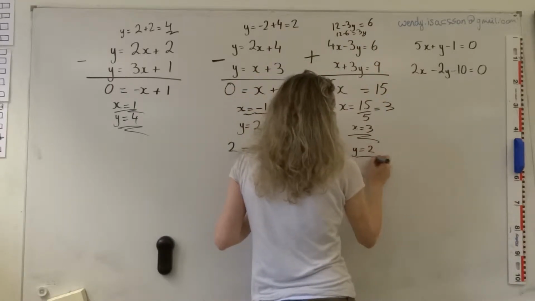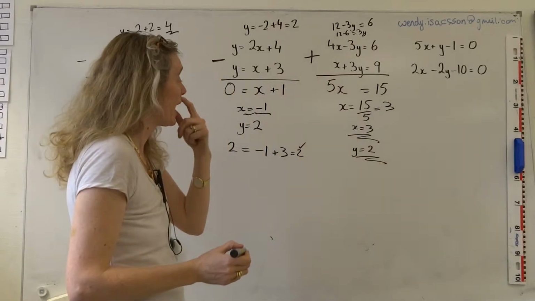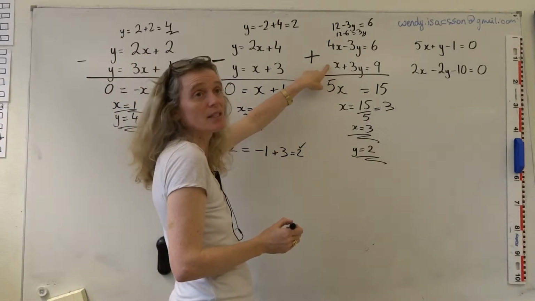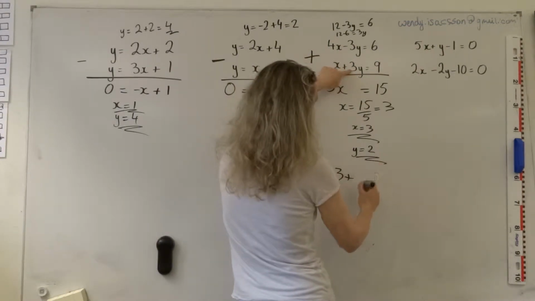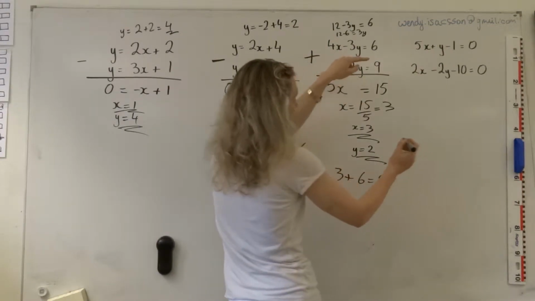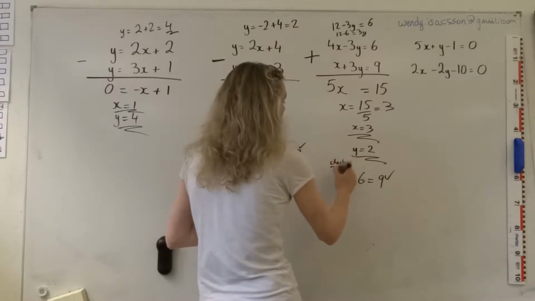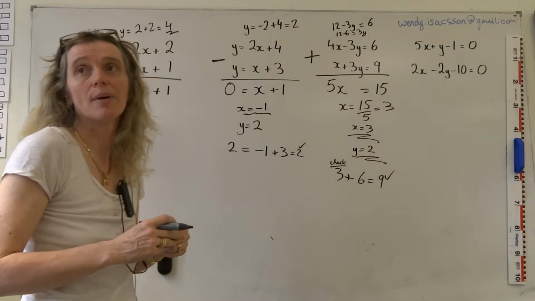So y equals 2. When I know that y equals 2 and x equals 3, I check it in this equation. Does 3 plus 3 times 2, 6, equal 9? Yes, it does. So I've done my check as well, and know that I've got the right answer there.